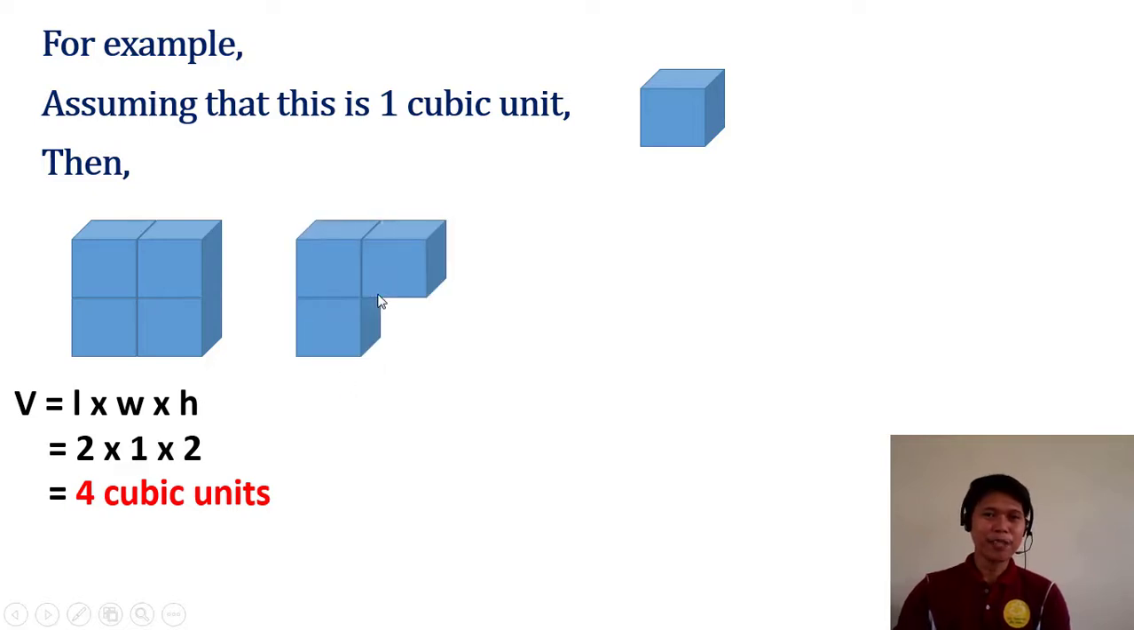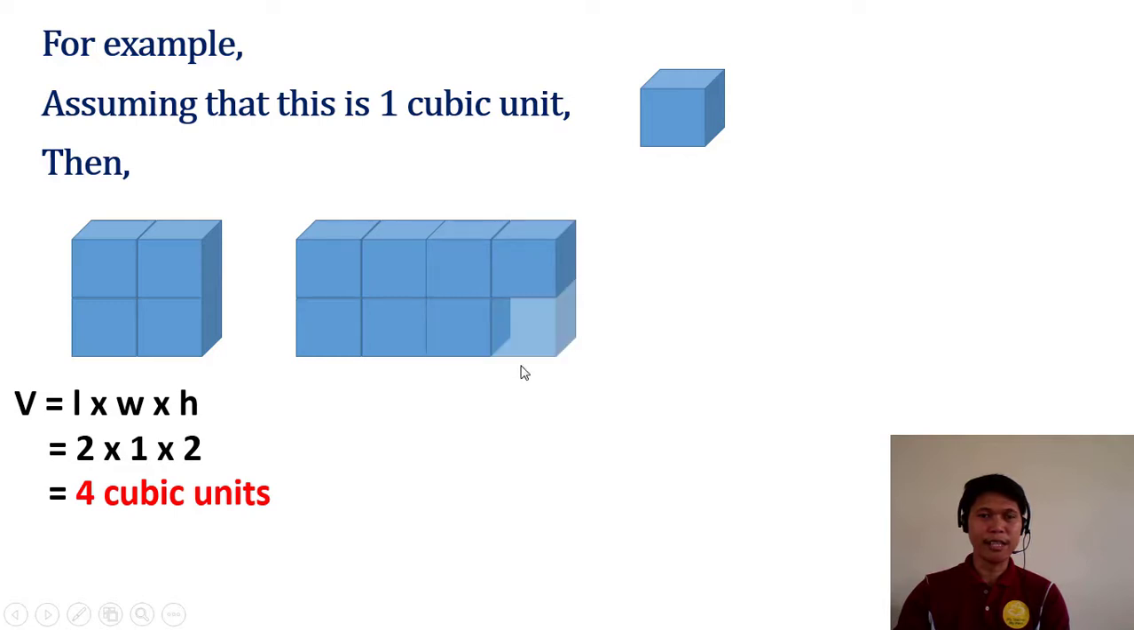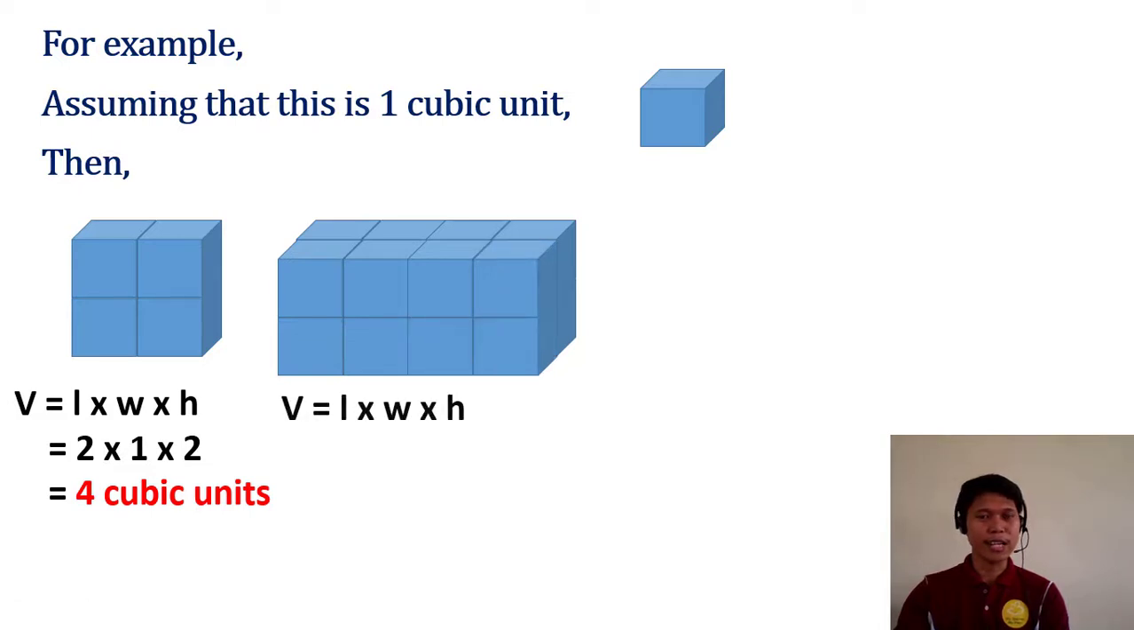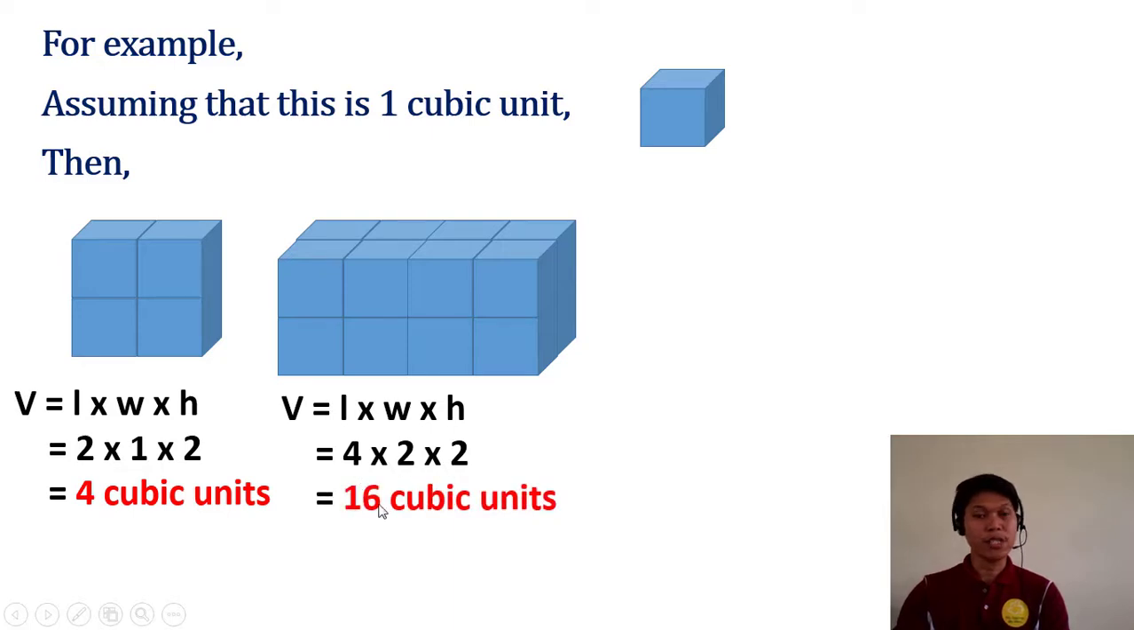Another example. So 1, 2, 3, 4, 5, 6, 7, 8, 9, 10, 11, 12, 13, 14, 15, 16. By counting, it is 16. But to check, the length is 1, 2, 3, 4, and then the width is 1, 2, so 4 times 2, and then the height is 1, 2, so 2. 4 times 2 is 8, times 2 is 16. Okay, we got the correct answer.